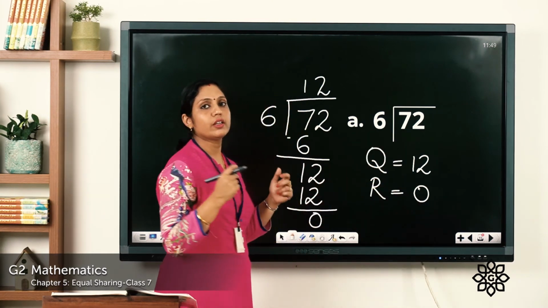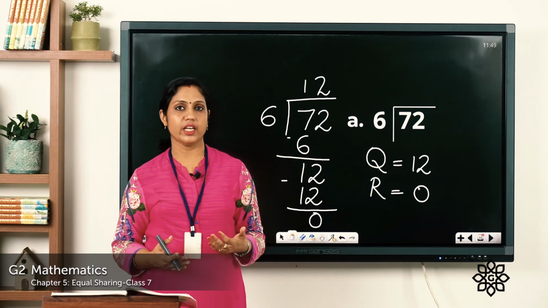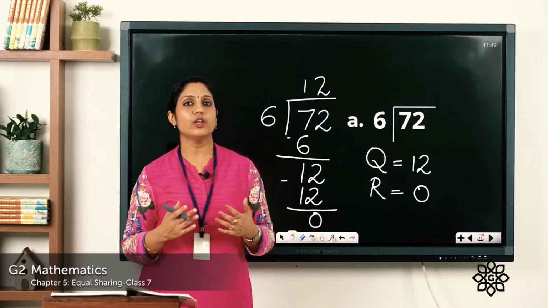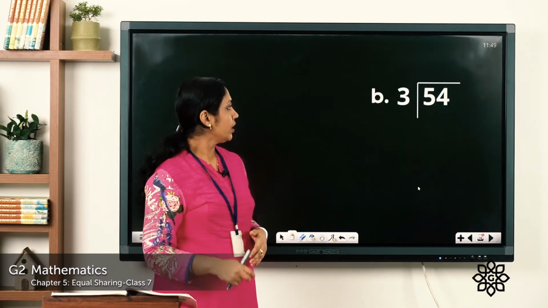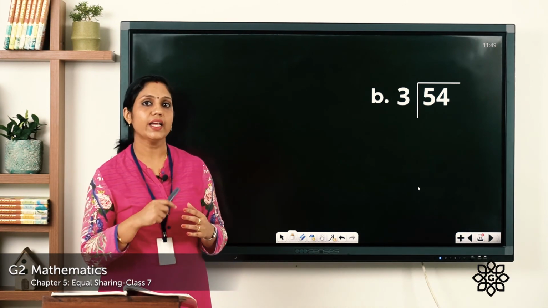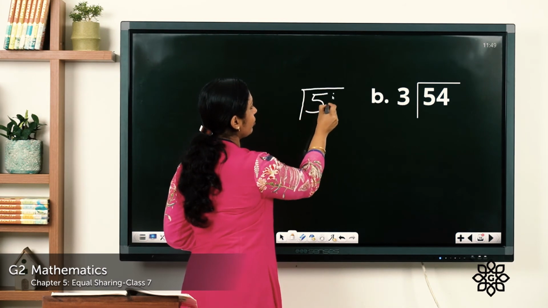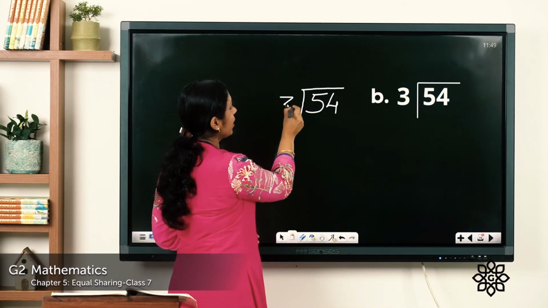So for this practice coach, write the questions down in your notebook. Write today's date, write the question and do the problem. Next, we have the B. 54 divided by 3. 54 inside and 3 outside.